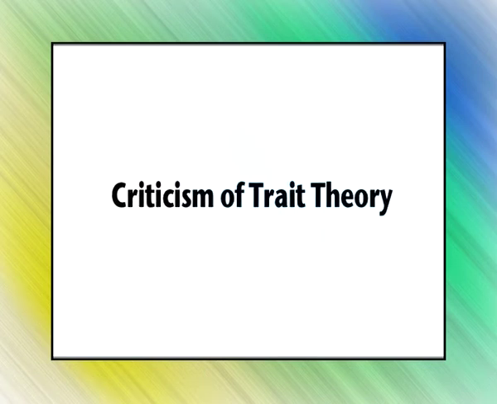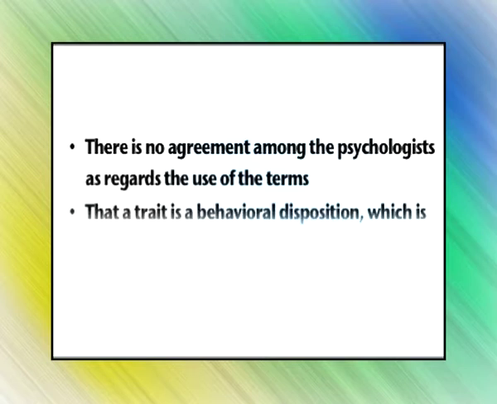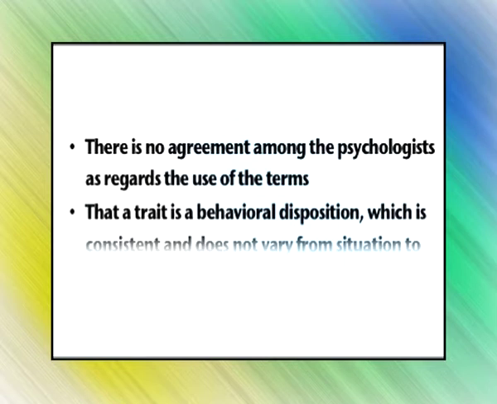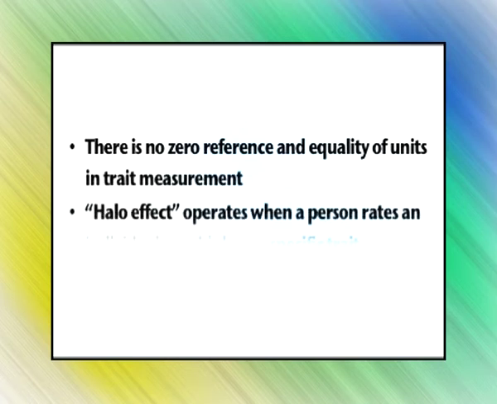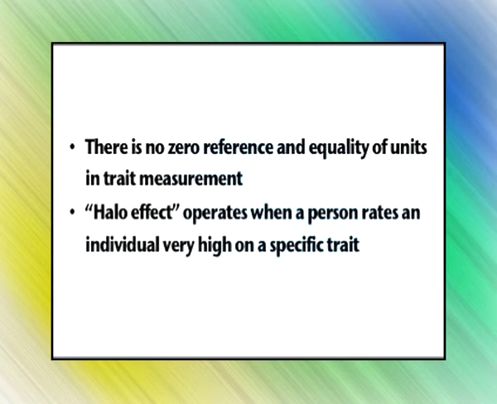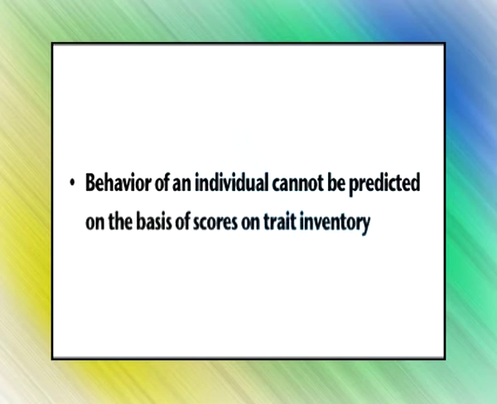Criticism of trait theory. There is no agreement among the psychologists as regards the use of the terms. There is a view that a trait is a behavioral disposition which is consistent and does not vary from situation to situation. Another difficulty is the quantification of human traits because there is no zero reference and equality of units in trait measurement. Halo effect operates when a person rates an individual very high on a specific trait. He may rate the same person on the other trait equally high. Behavior of an individual cannot be predicted on the basis of scores on trait inventory.